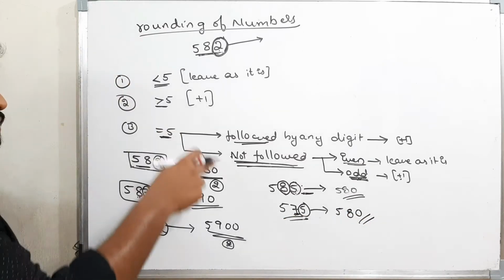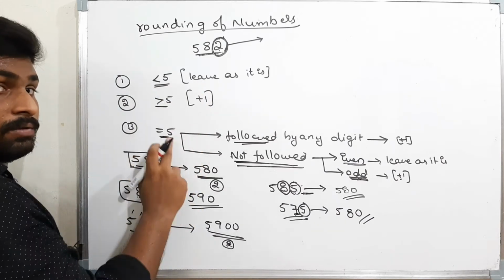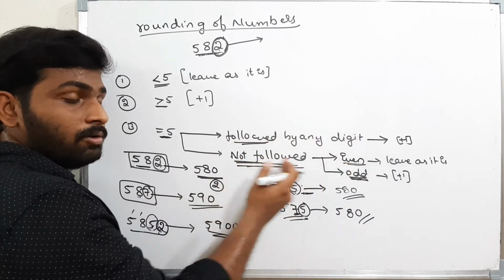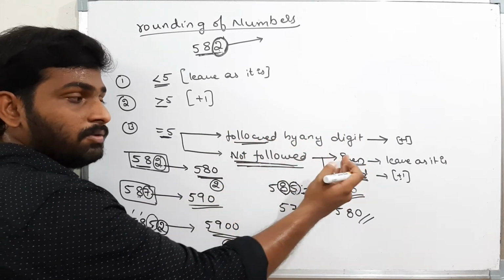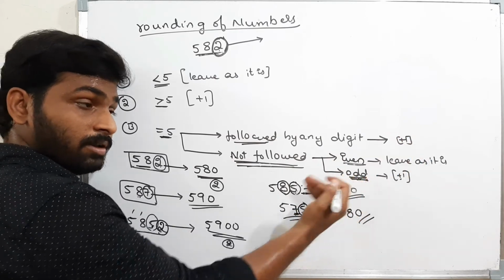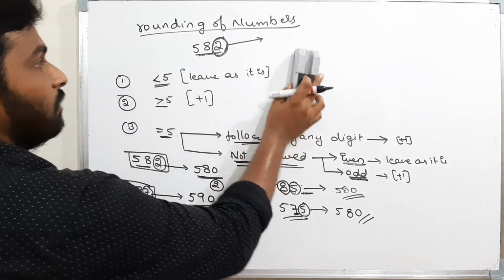I think these rules are clear. If it is less than 5, leave as it is. If it is greater than 5, plus 1. If it is equal to 5, I have to see whether it is followed or not. If it is followed, plus 1. If it is not followed, then I have to see whether the before number is even or odd. If the before number is even, leave as it is. If the before number is odd, then plus 1. Now we will see a few examples, you will get clarity.